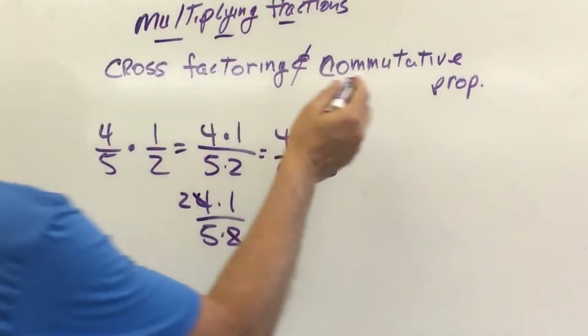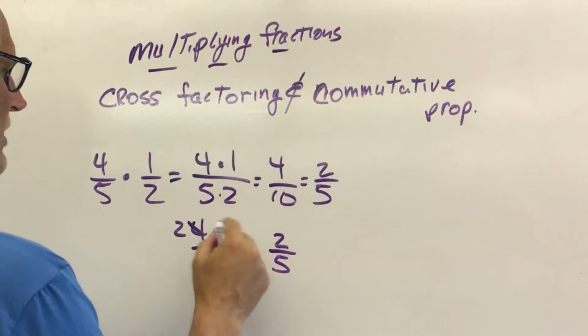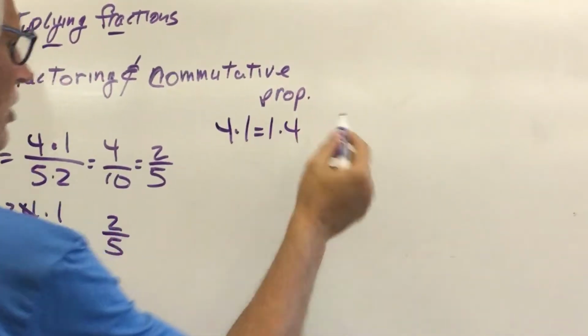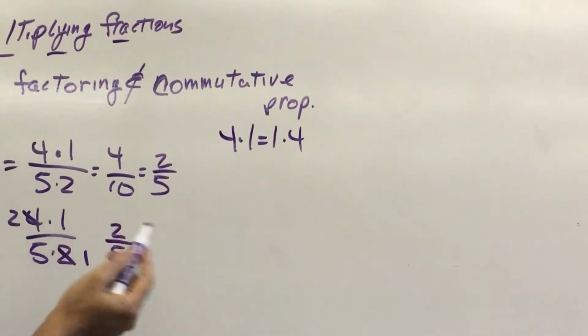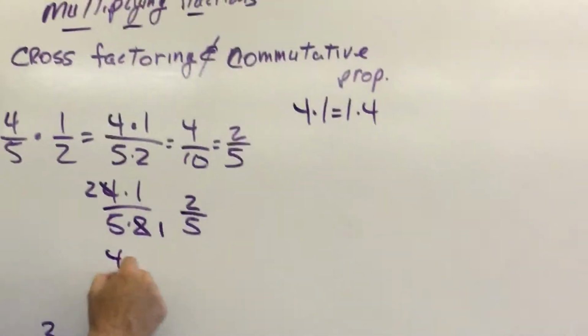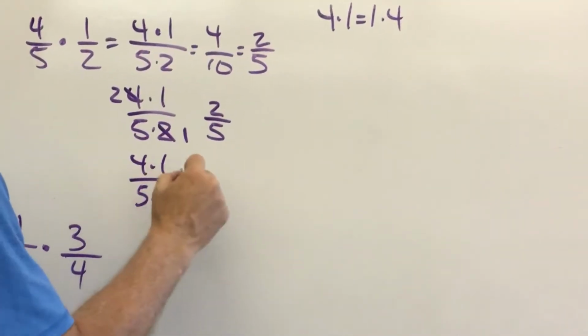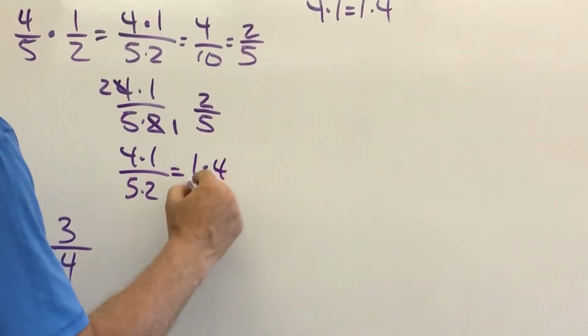And then the very last thing, we're going to use commutative property, which means that I can rewrite 4 times 1 as 1 times 4 and have the same thing. And it just looks a little bit different. So 4 times 1 over 5 times 2. So commutative property says I can rewrite this like this.